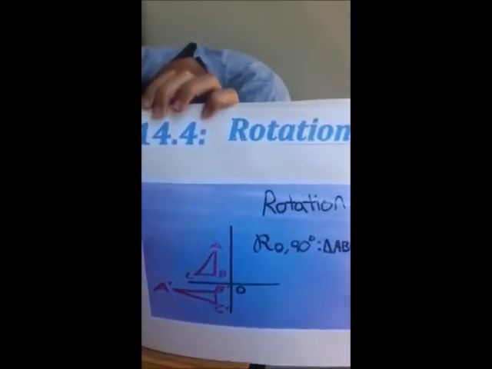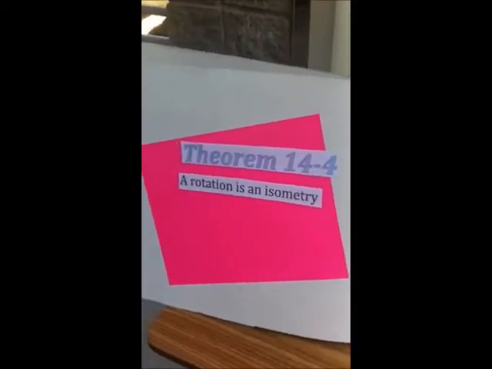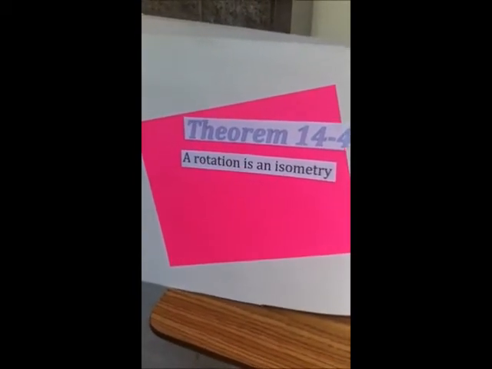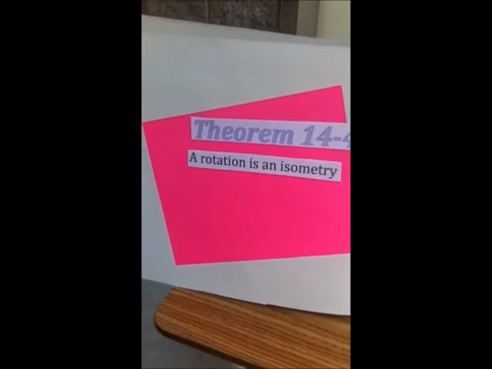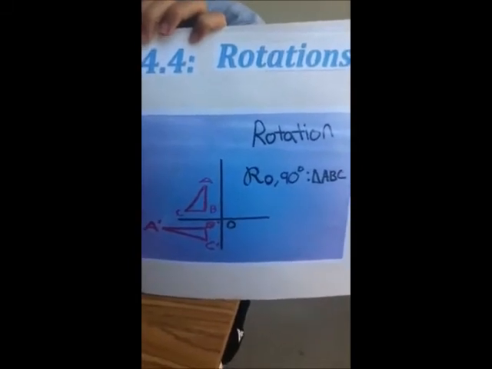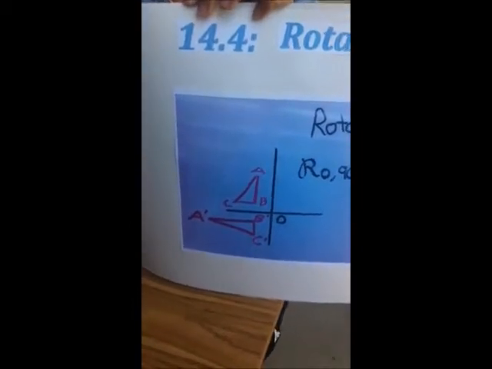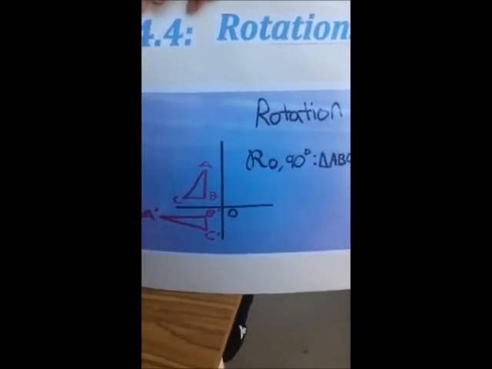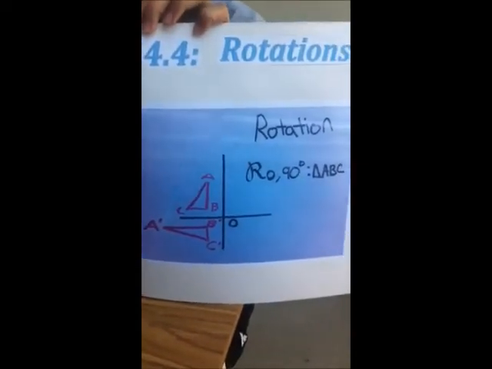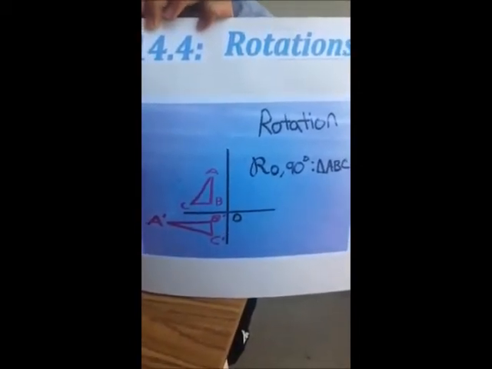Hello, welcome to 14.4, rotation. A theorem in 14.4 is theorem 14.4. A rotation is an isometry, and an isometry, as we all know, is a congruence mapping. Here we have rotation around point O, 90 degrees of triangle ABC. Always remember, positive equals counterclockwise and negative equals clockwise. Here we have positive, so we rotate 90 degrees counterclockwise.